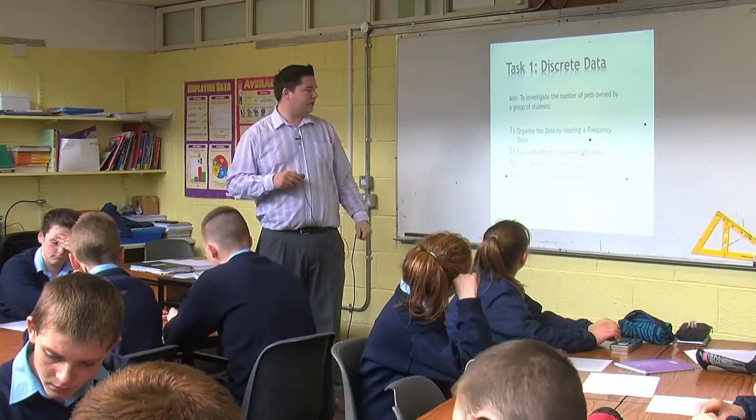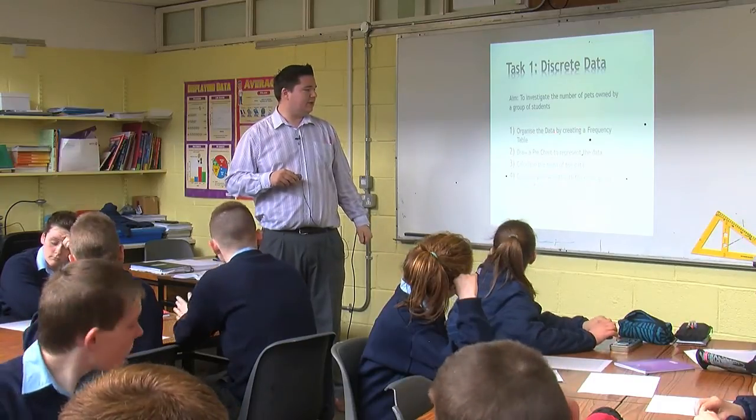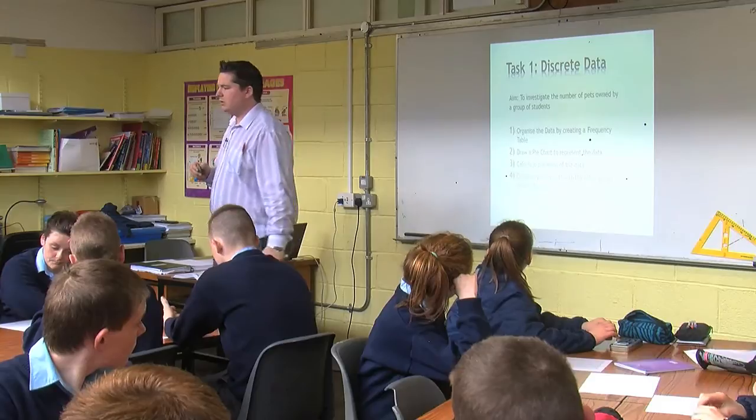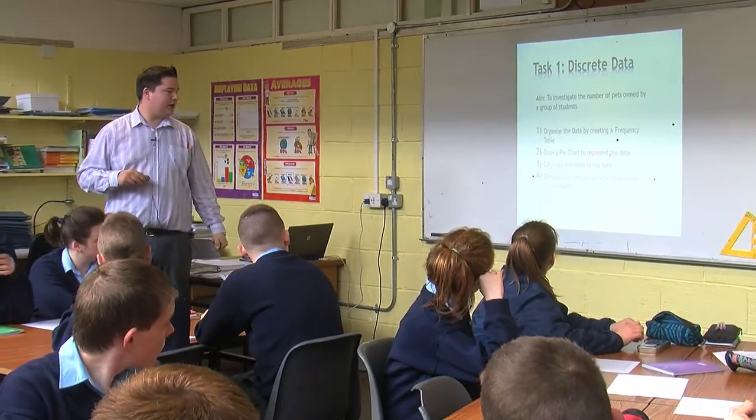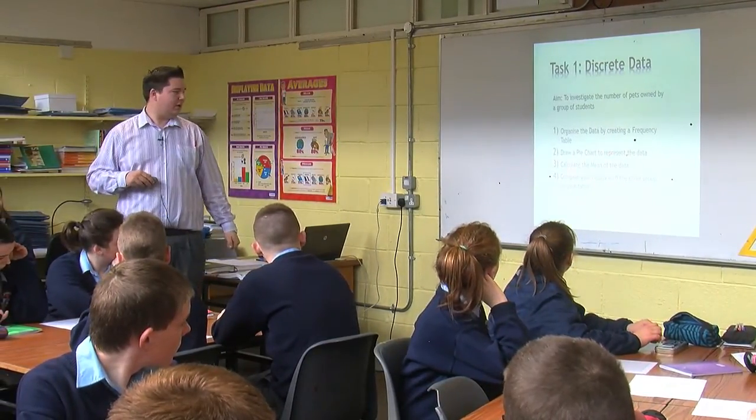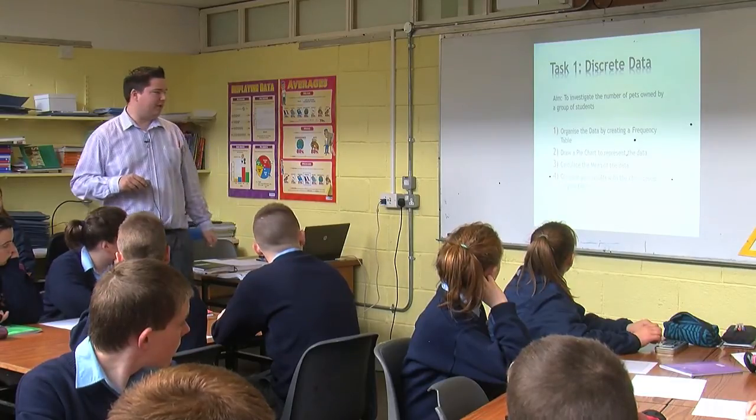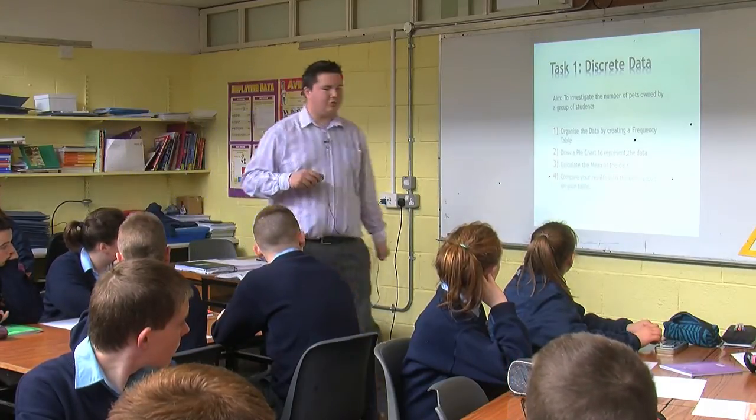Today's lesson was split into two tasks. The first task was based on discrete data, which was shown using frequency tables, pie charts, and the mean. The second task was based on continuous data, which was stem and leaf diagrams, histograms, and also the mode and the median. So today we're going to organize the data by creating a frequency table. Then we're going to draw a pie chart to represent the data. Then we're going to calculate the mean of the data. And finally, you're going to compare your results with the other group on your table.